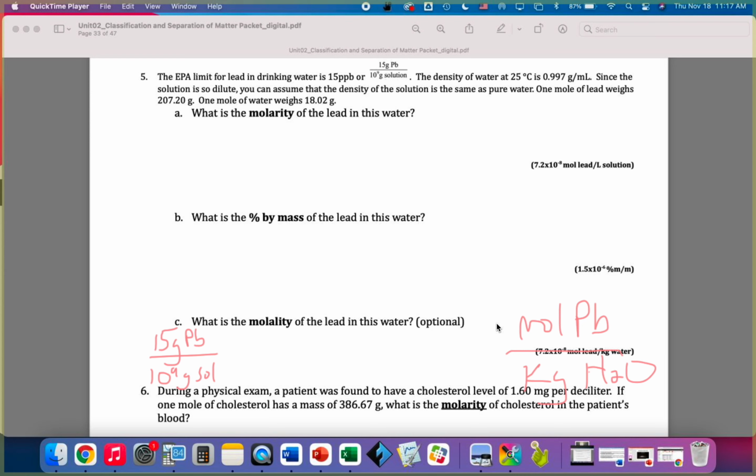And if it's 10 to the 9th grams of solution, that would really be 10 to the 9th minus 15 grams of water, because the solution's made up of both the lead and the water. Now, if you take a billion minus 15, you're basically still at a billion. So I don't know if that's going to be significant or not, but the mass of the water on the bottom would technically be 10 to the 9th minus 15.